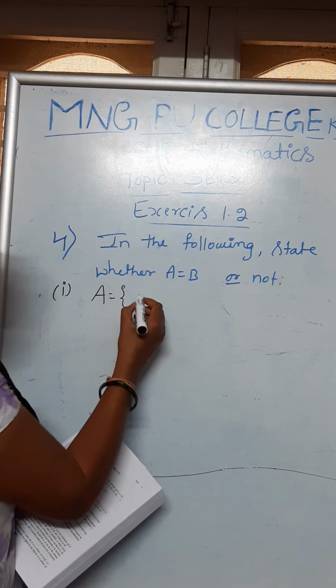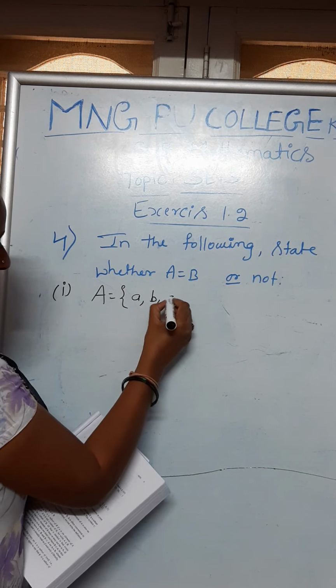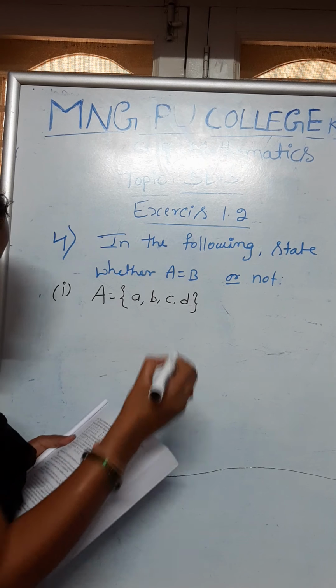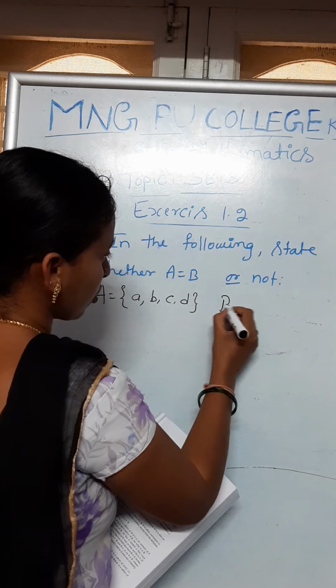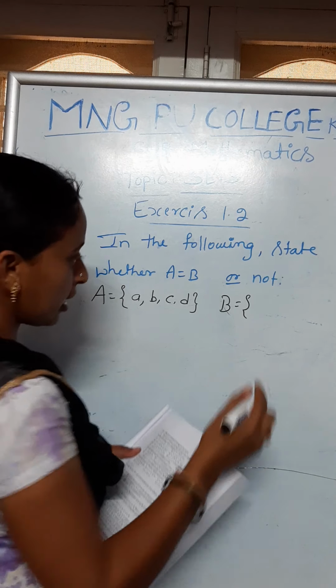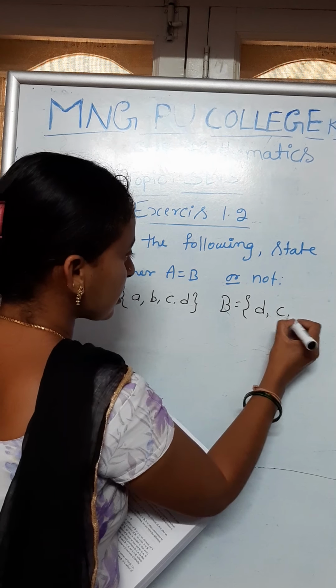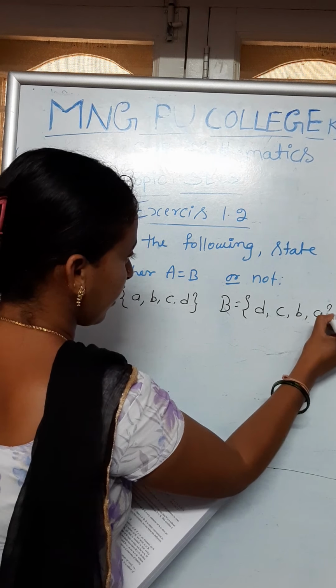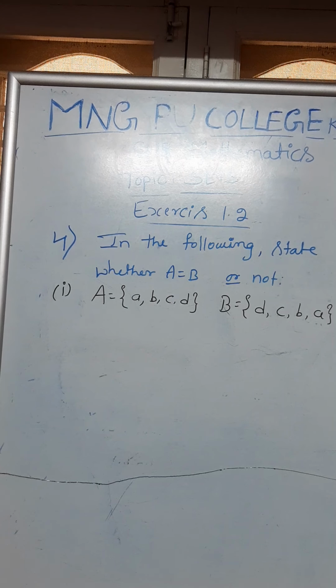So here, what are the elements given? A, B, C, D, and the set B is also given. What are the elements? D, C, B, A. Check whether it is equal or not.